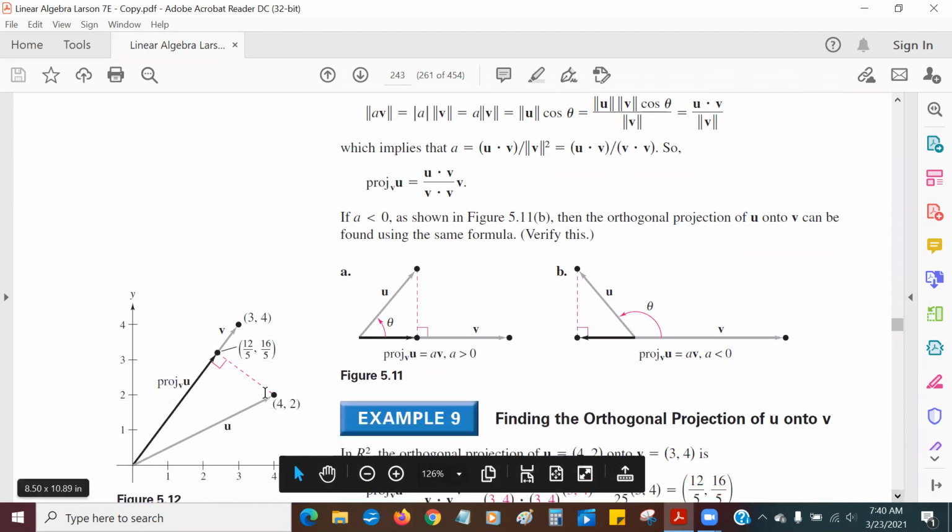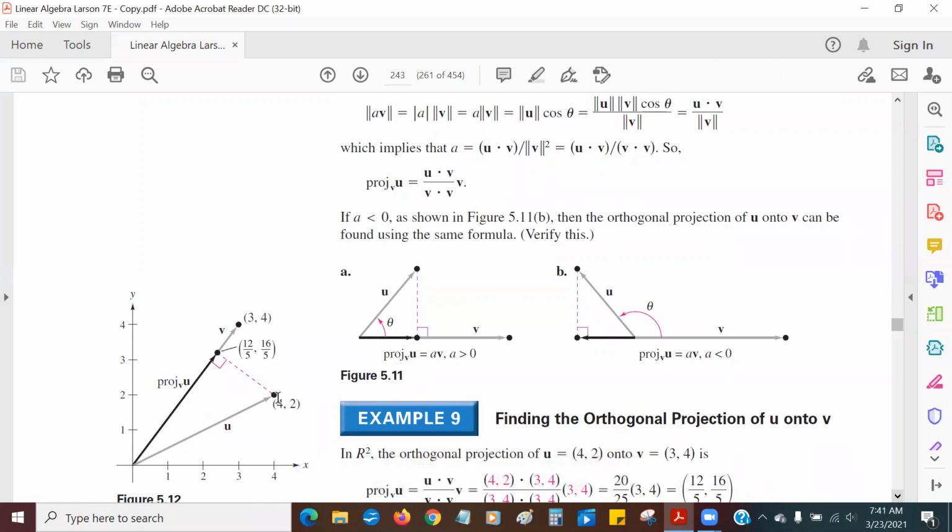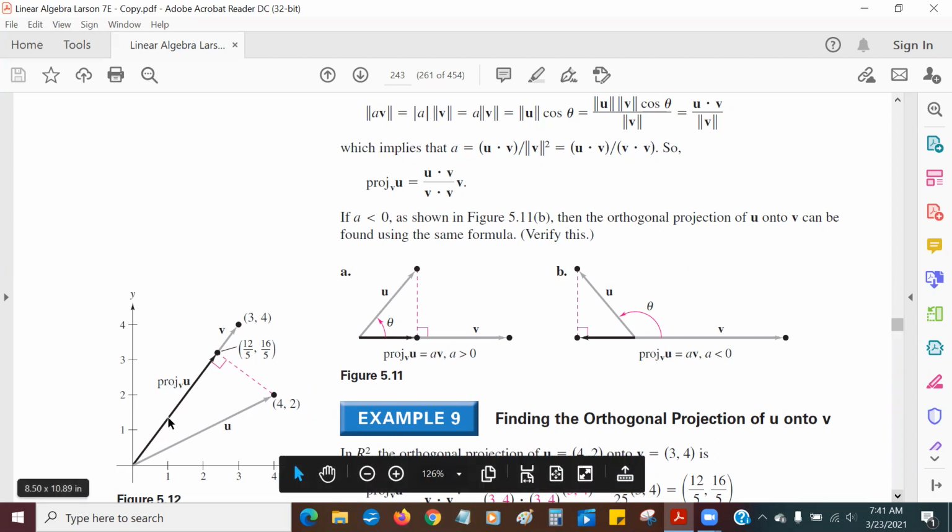So here's my vector U, and this is my vector V, goes up here. And what I'm doing is I'm drawing from this point, from the tip of this vector, I'm dropping a perpendicular to this other vector. So the projection onto V of U is this black arrow right here, but the entire V goes all the way up to here where it says 3, 4. And that's what a projection is.